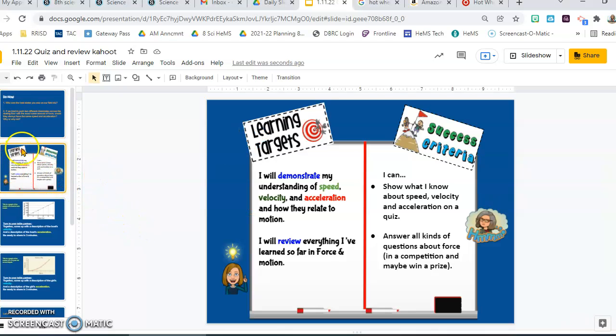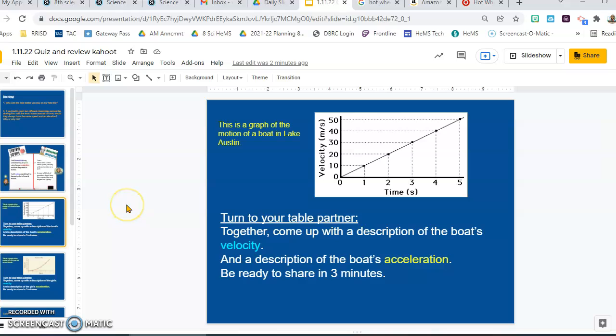So today's learning targets: I will demonstrate my understanding of speed, velocity, and acceleration and how they relate to motion. I will review everything I've learned so far in force and motion. I can show what I know about speed, velocity, and acceleration on a quiz. We did some review yesterday, so we're good. Answer all kinds of questions about force in a competition and maybe win a prize. So let's go over these slides.